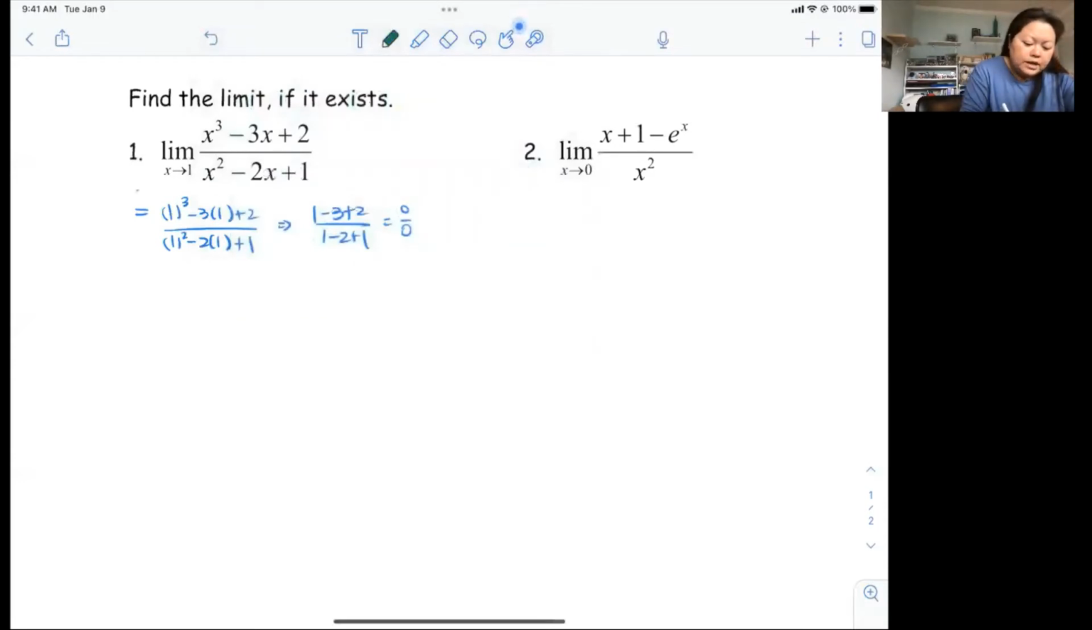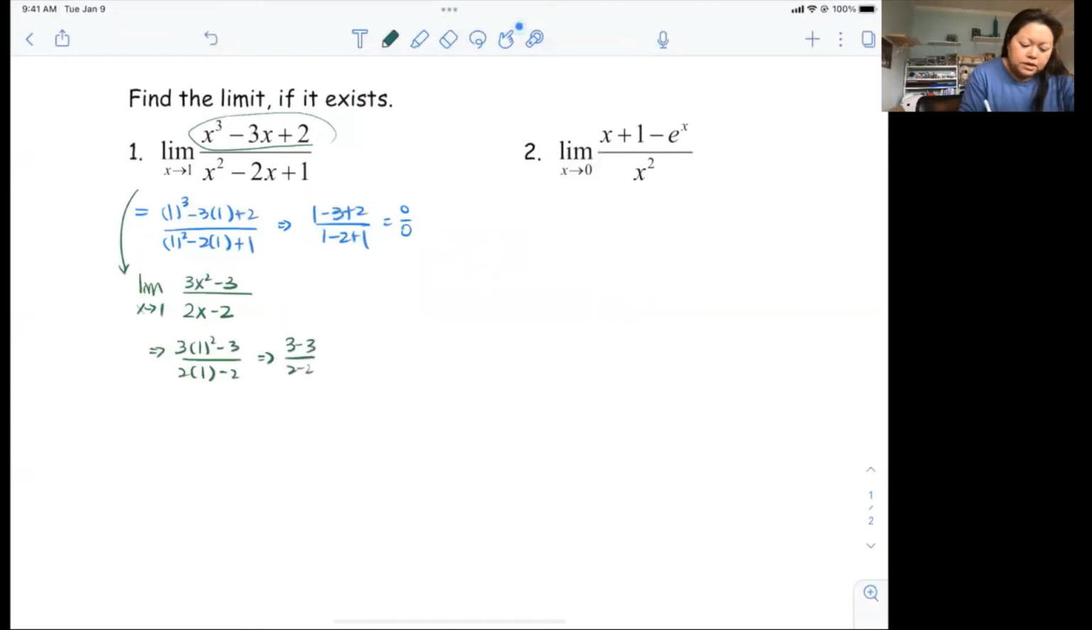That means I can now do L'Hopital's rule. L'Hopital's rule says, okay, now that you have established that, you're still taking the same limit, but instead you take the derivative of the top, which is 3x squared minus 3, and you take the derivative of the bottom, 2x minus 2, right? And you plug it in. You plug it into this new function, and you get 3 times 1 squared minus 3 over 2 times 1 minus 2, which gives me 3 minus 3 over 2 minus 2. I still get intermediate form.